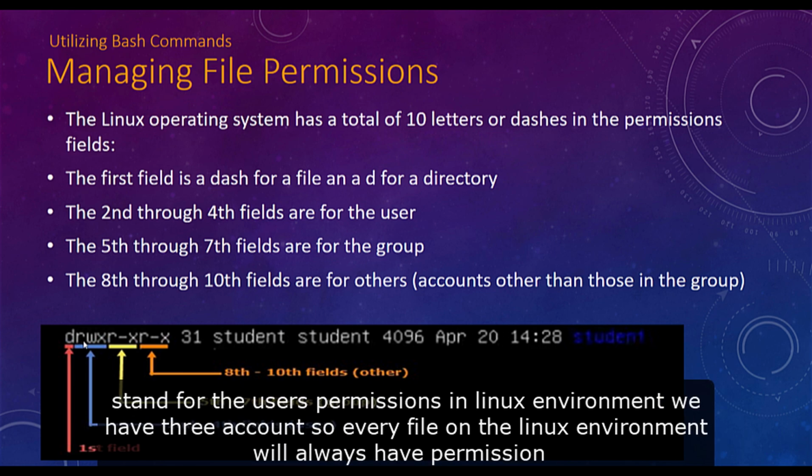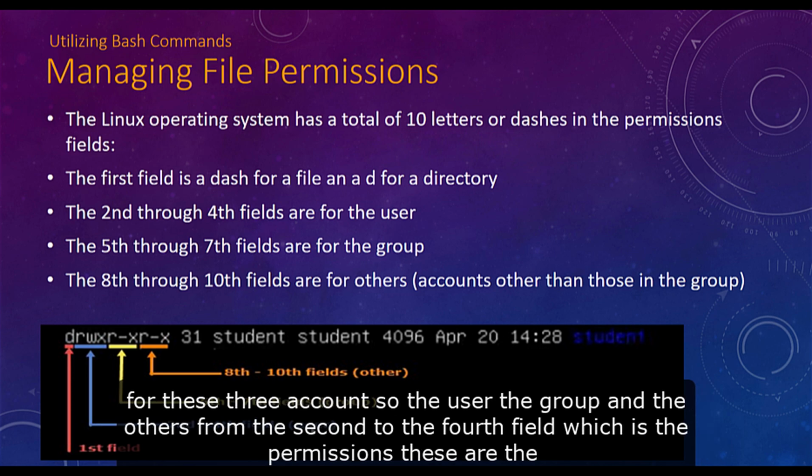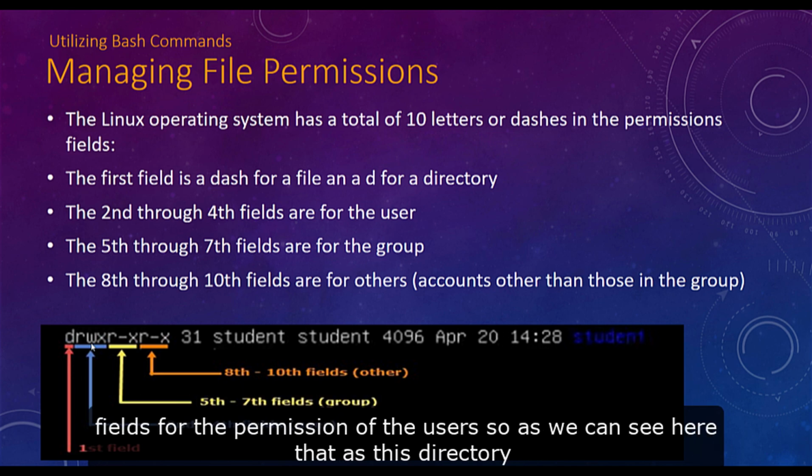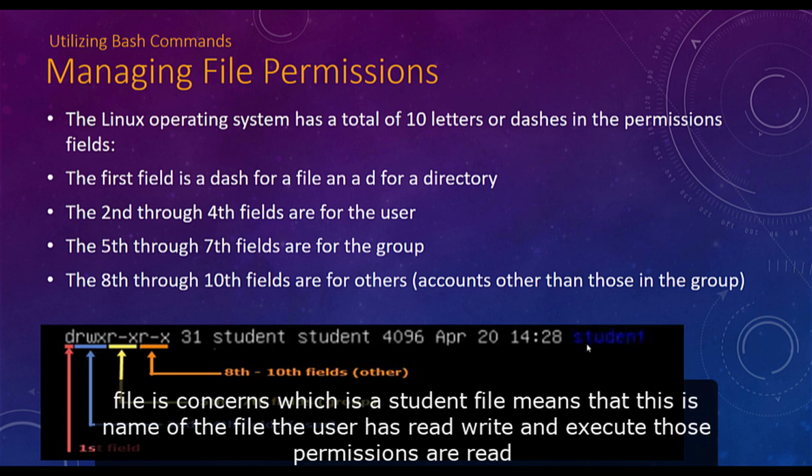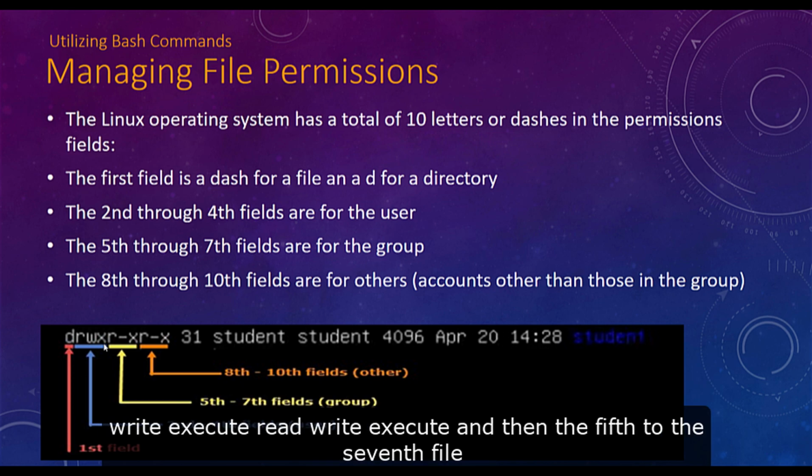In the Linux environment, we have 3 accounts. So every file on the Linux environment will always have permissions for these 3 accounts: the user, the group, and the others. From the second to the fourth field, these are the permissions of the user. So as we can see here, as far as this directory file is concerned, which is the student files, this is the name of the file. The user has read, write, and execute.